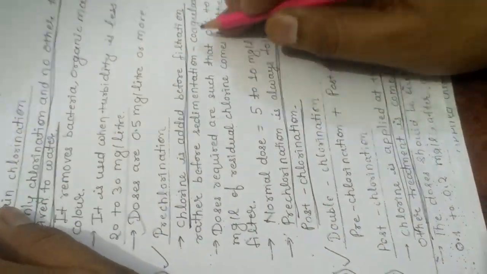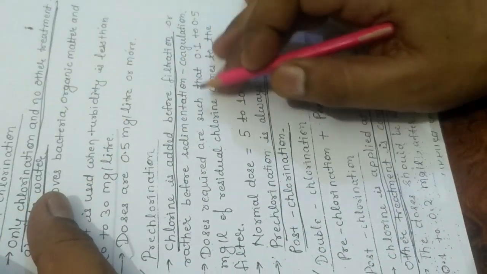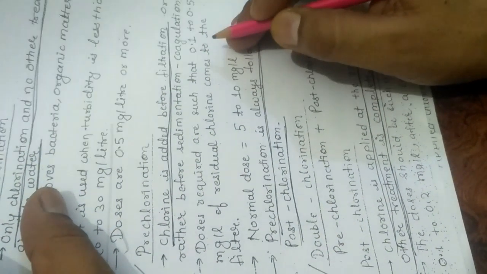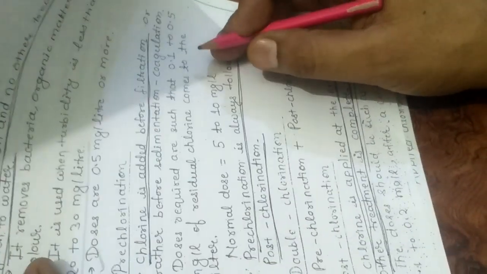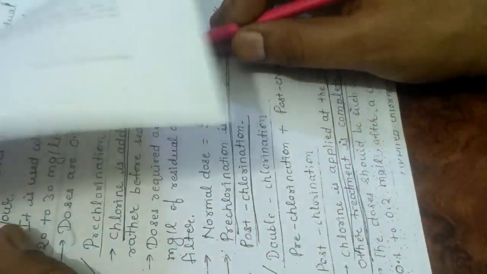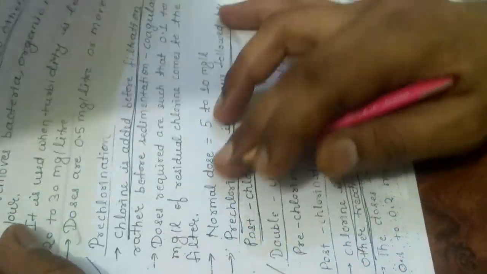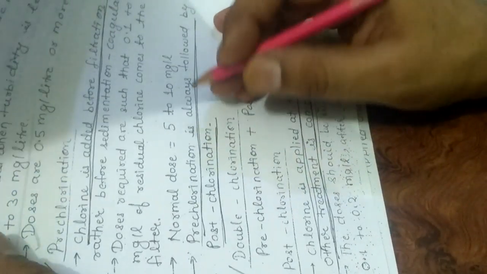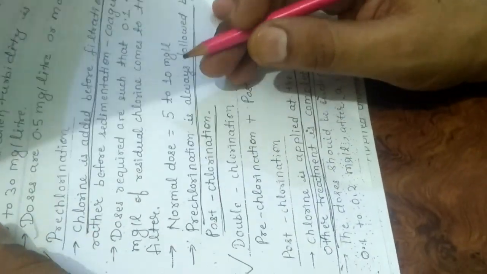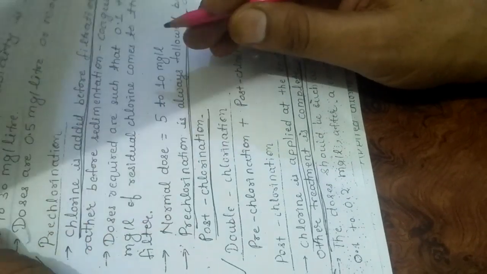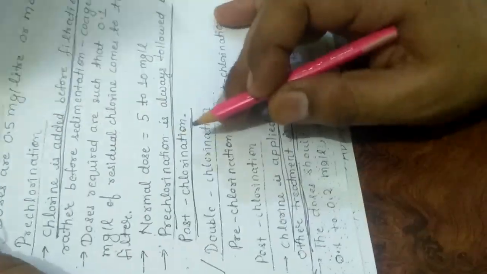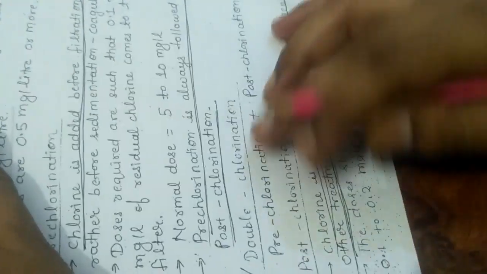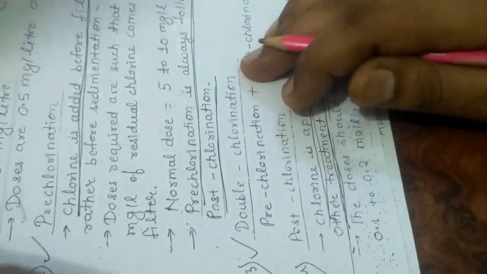Second is pre-chlorination. Chlorination is added before filtration, or rather before sedimentation, added with coagulation. Doses required are such that 0.1 to 0.5 milligram per liter of residual chlorine comes to the filter. The purpose of pre-chlorination is to reduce the load on the filter. Normal dose is 5 to 10 milligram per liter. Pre-chlorination is always followed by post-chlorination.